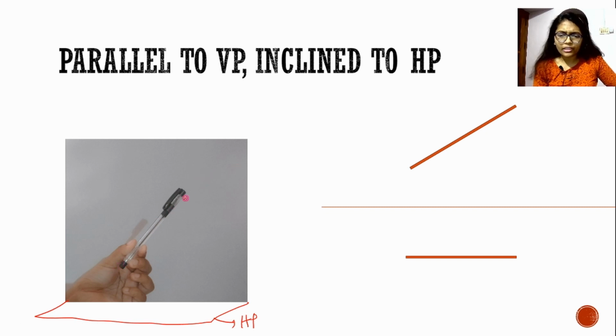And what you see now is the front view. So just draw similar to the pen position. Here is your A and this is your B. So here you have the A dash and B dash. And when we take a top view, we just get the apparent length. So here comes your A and this is your B.